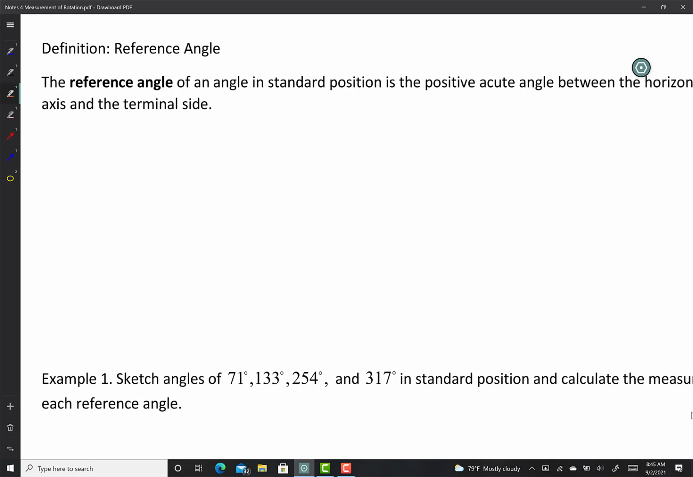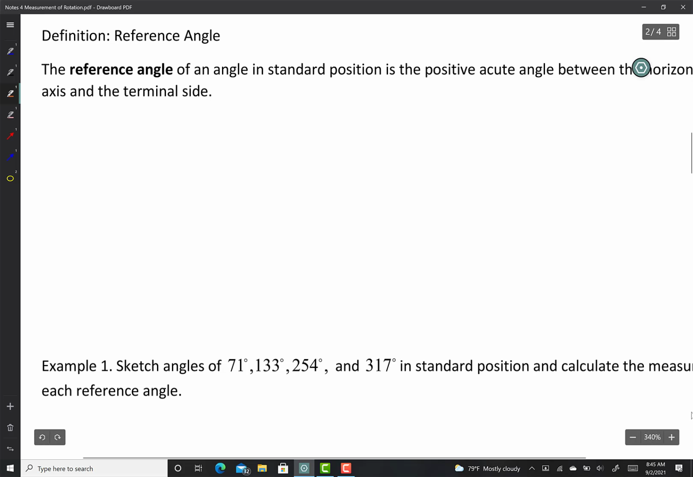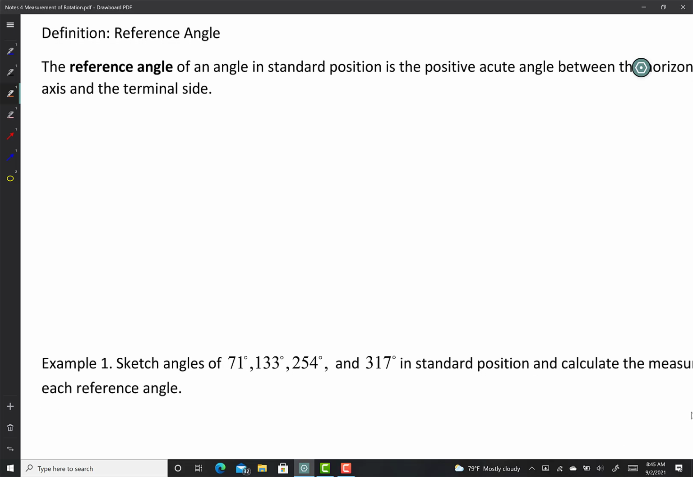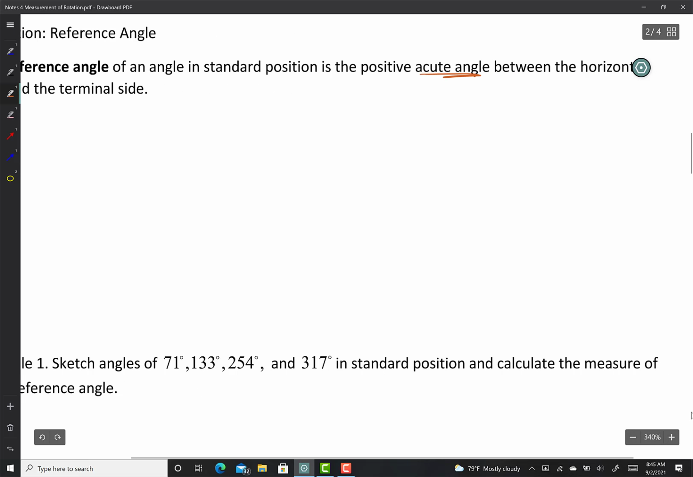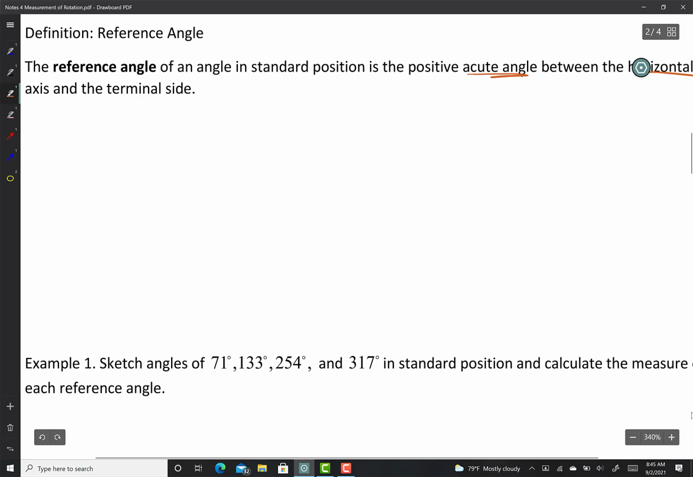The reference angle is going to help you throughout your physics career when you're doing tangents and normals. Check it out. What does this say? It says the reference angle of an angle in standard position is a positive acute angle between the horizontal axis, so underline the words horizontal axis, and the terminal side. Chavez, what's terminal side? Relax. Terminal side is just where it terminates, where it stops.